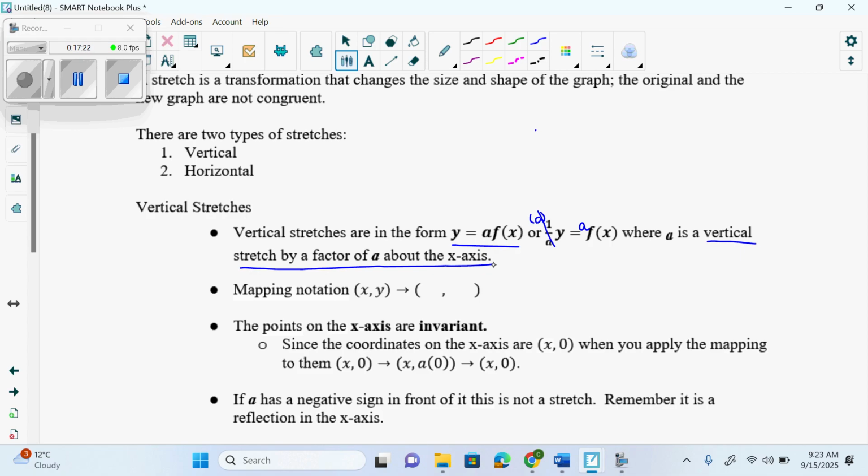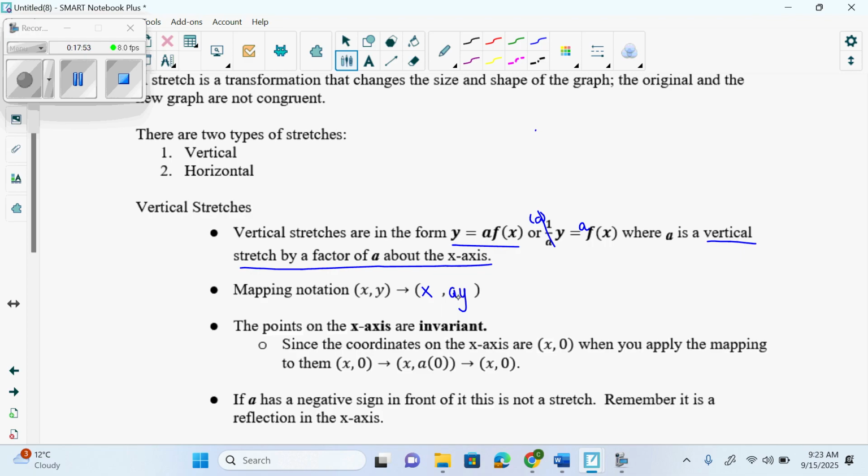Cool thing is it doesn't change. It's the same thing. Because it will be about the x-axis if you're stretching it too, right? Because you're going to pull it this way or this way, squishy. Okay? Your mapping notation is (x, y) goes to (x, ay). So you multiply it, just like you multiplied reflections. Verticals are awesome. Whatever it is, it is. If it's an a, you put an a. If it's a 3, you put a 3. If it's a 5, you put a 5. Yeah?